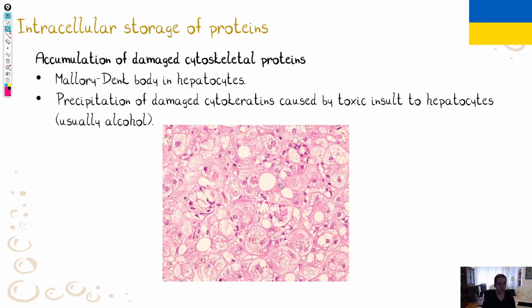It is visible in this picture. This is liver with steatohepatitis. There is inflammation, there are inflammatory cells, and you can see that the hepatocytes are damaged. They are swollen. We call it balloon degeneration. And in numerous hepatocytes, you can see those eosinophilic clumps, which are Mallory-Denk bodies or Mallory-Denk hyalin. And as I said, it's a precipitation of damaged cytokeratins caused by the toxic effect of alcohol.